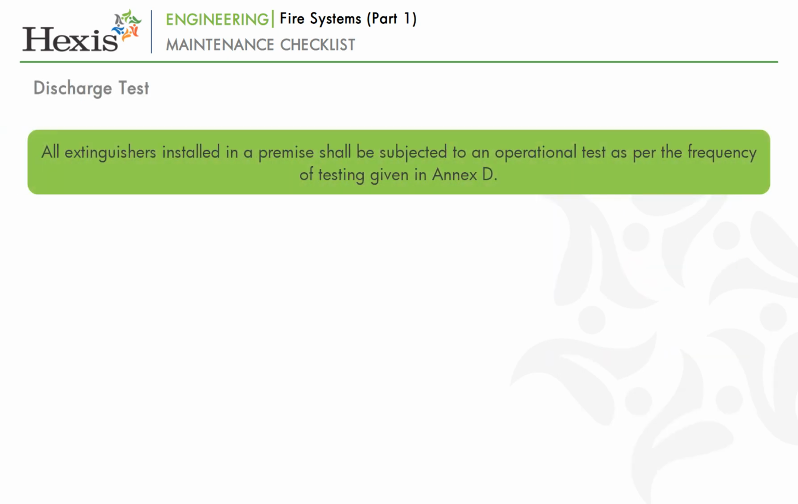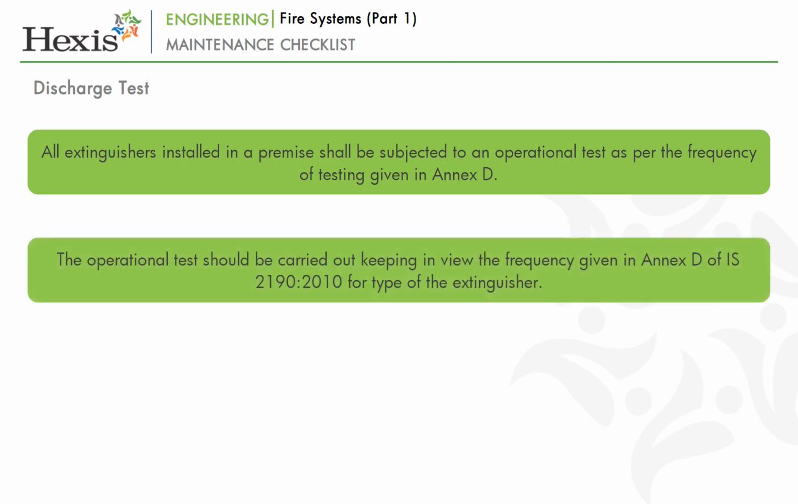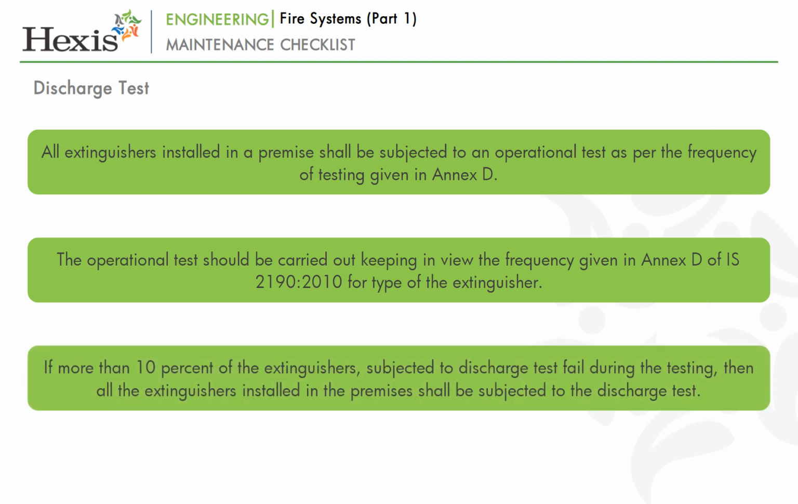All extinguishers installed in a premise, irrespective of being used in a live fire condition, shall be subjected to an operational test as per the frequency of testing given in Annex D. The operational test should be carried out in such a frequency, keeping in view the frequency given in Annex D of IS 2190:2010 for type of the extinguisher in annually cyclic manner so that all the extinguishers installed in a premise are subjected to discharge test. If more than 10% of the extinguishers subjected to discharge test fail during the test, then all the extinguishers installed in the premises shall be subjected to the discharge test.